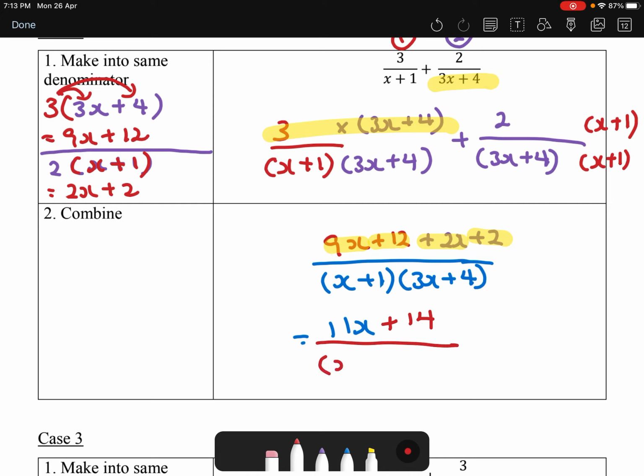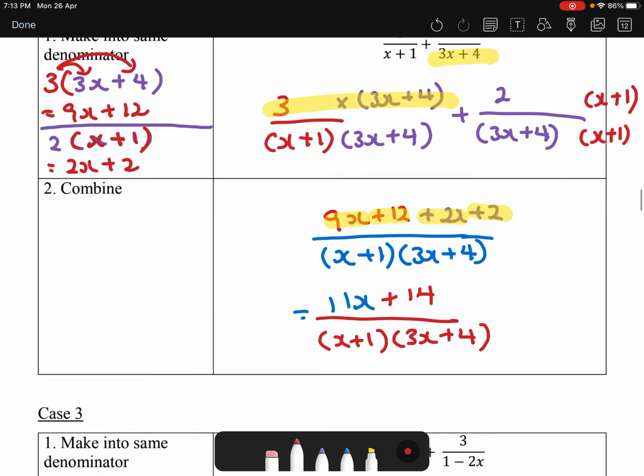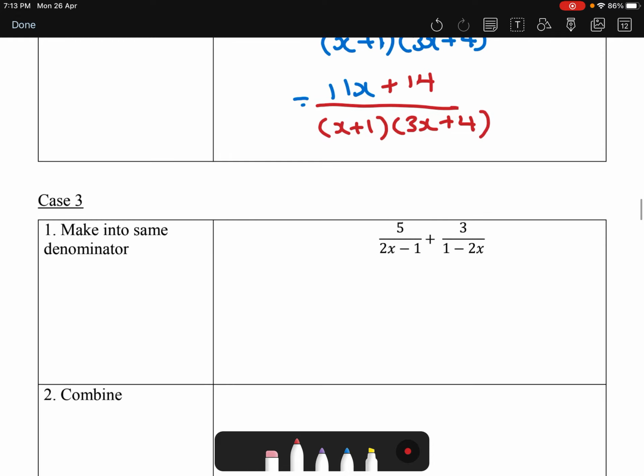After that, you just put this over the common denominator. So this is how you simplify, how you add these expressions together. Especially when you can't make the denominator the same, you need to multiply by each other's denominator. Right, let's move on to case 3.